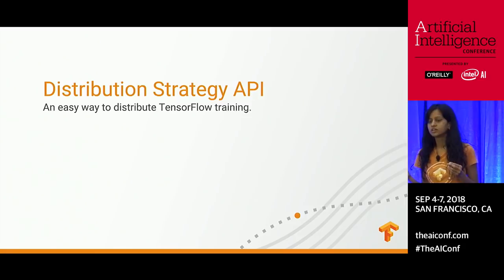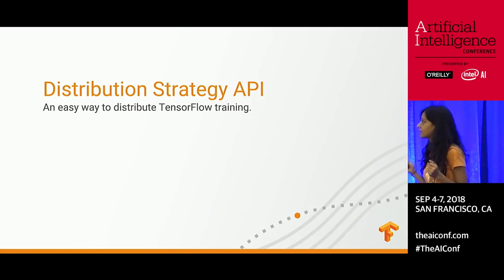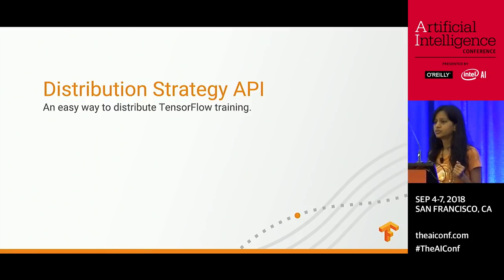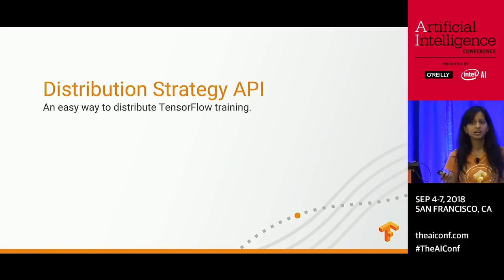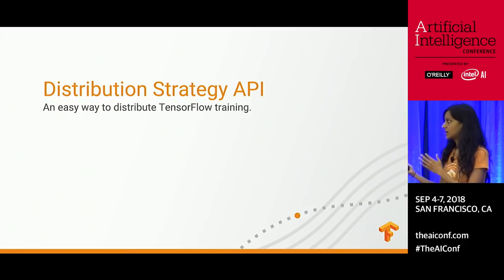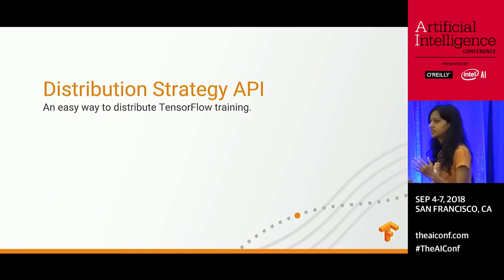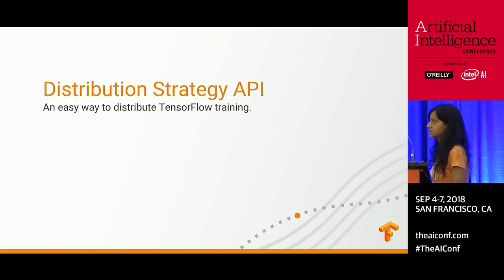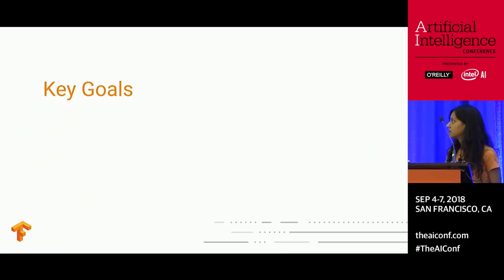To achieve these goals, we're pleased to introduce the new Distribution Strategy API. This is an easy way to distribute your TensorFlow training with very little modification to your code. With Distribution Strategy API, you no longer need to place ops or parameters on specific devices, and you don't need to restructure your model in a way that the losses and gradients get aggregated correctly across the devices. Distribution Strategy takes care of all of that for you.